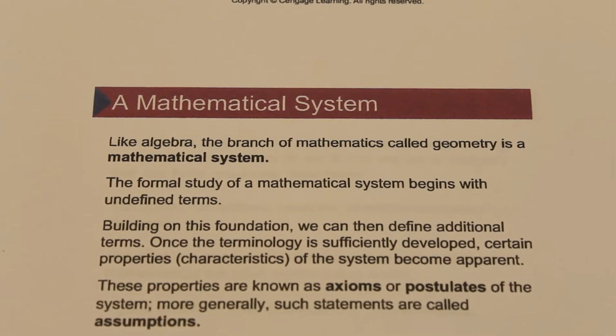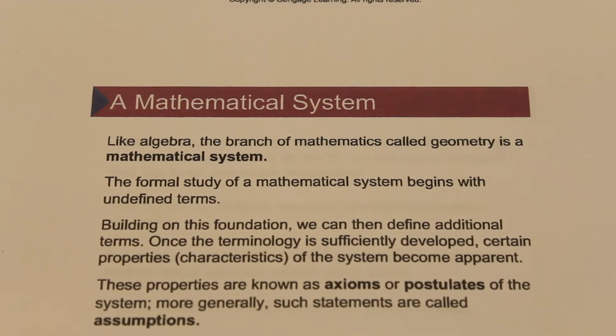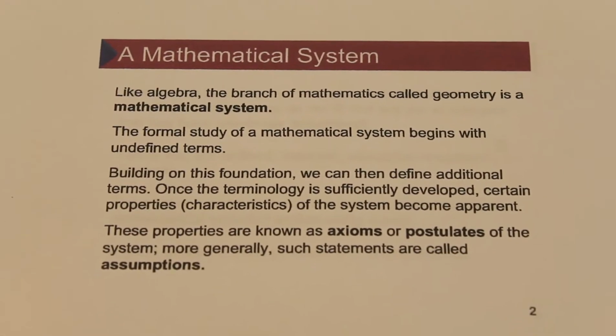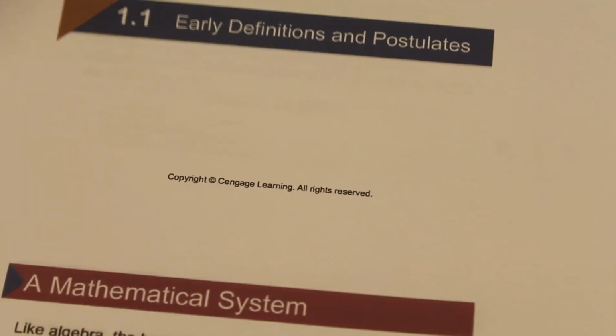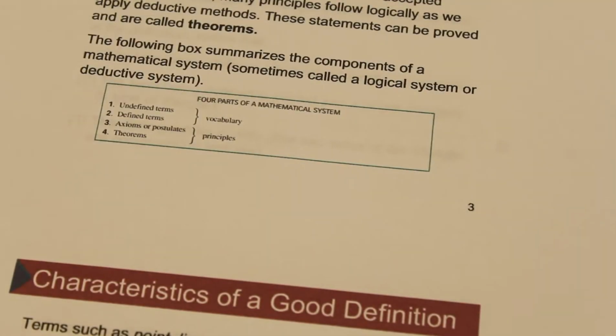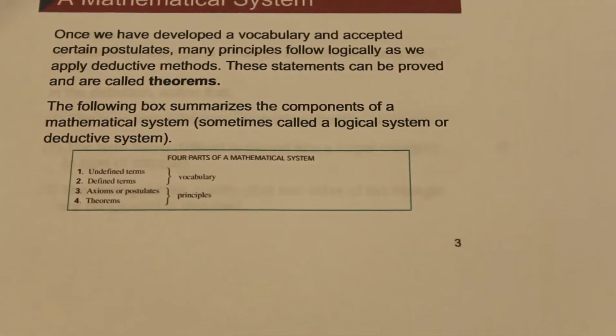Then once you have some definitions, then you can come up with properties. Properties are assumed to be true, and properties will be axioms or postulates. So let's take a look at what this system looks like. So here are the building blocks for the system.